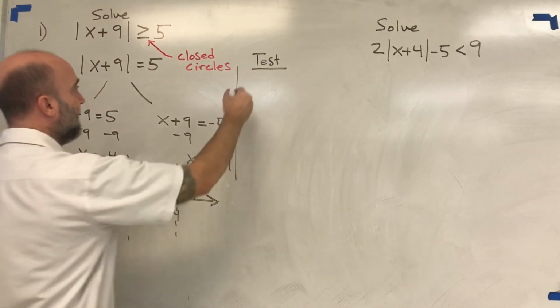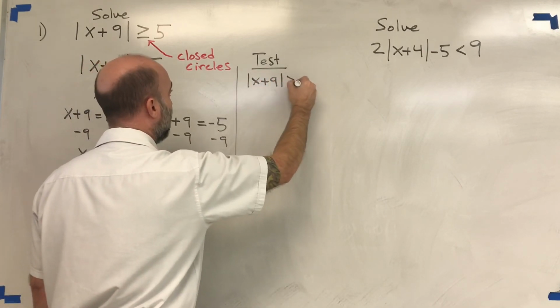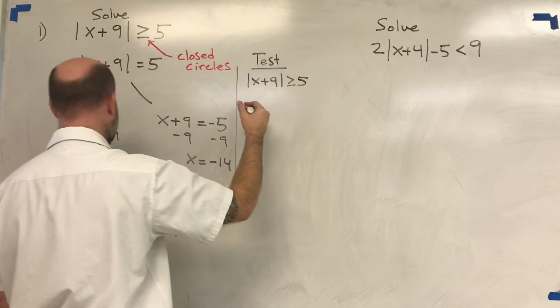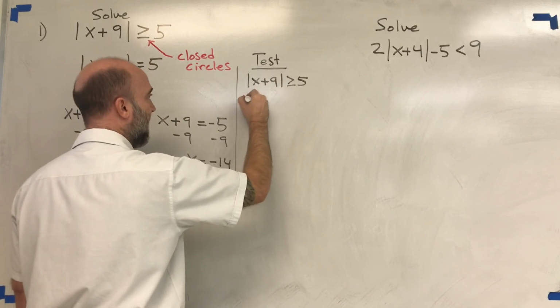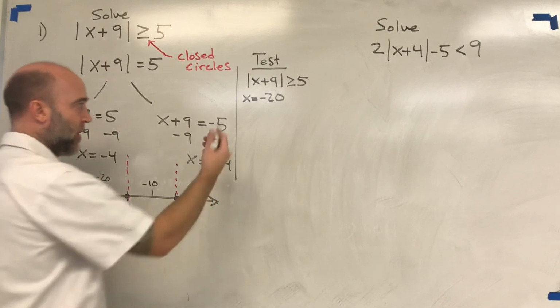And I'm testing on the absolute value of x plus 9 greater than or equal to 5. My first test point is going to be negative 20. So when x equals negative 20, what happens to the inequality? So I plug it in.